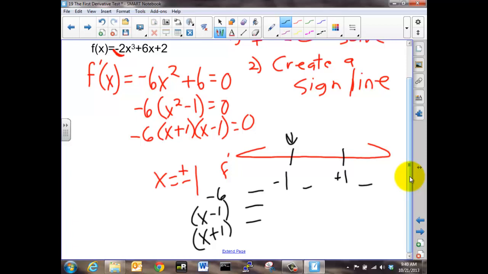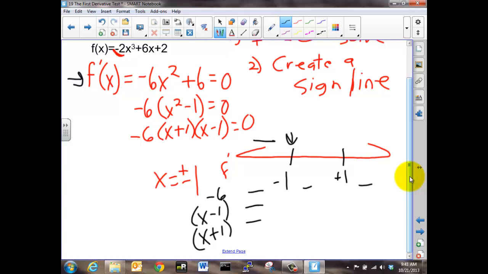Now, what are we going to do with -6 and x minus 1 and x plus 1 to get the derivative? These are 3 what of the derivative? They're factors of this derivative. So how would I get back to this thing that I've got written up here as the derivative from these 3 things here? I'd multiply them together, right? So if I multiply a negative times a negative times a negative, I get a negative number.